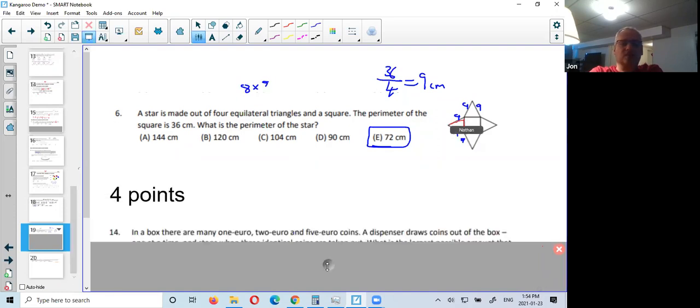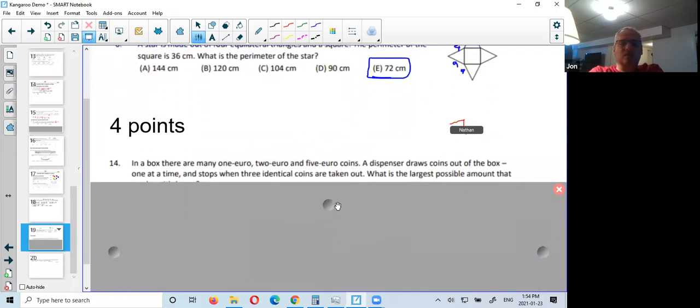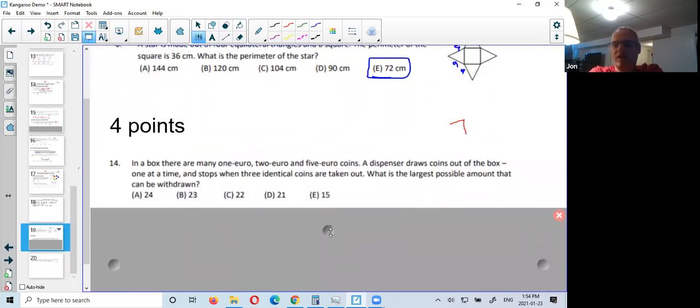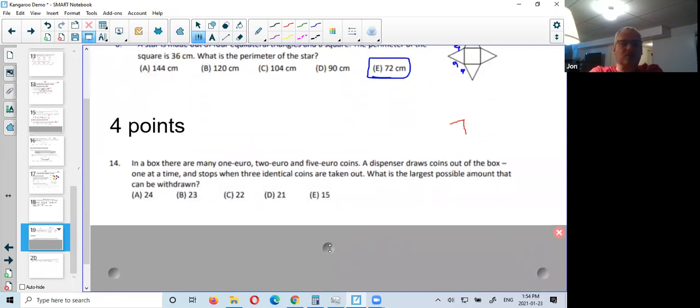This is a 4-point question. I think this is going to be the last question, and then we'll have other questions. Try this. Again, this is 4 points for the grade 5 and 6 class.